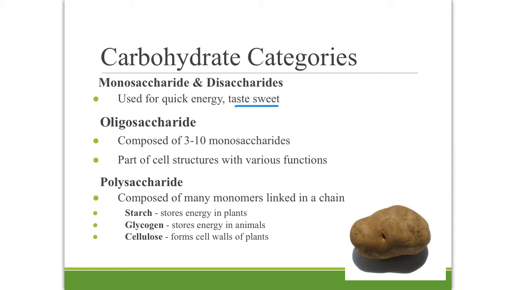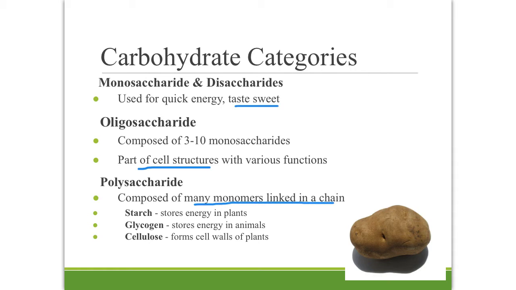Carbohydrates that are slightly larger, 3 to 10 monosaccharides put together, get known as an oligosaccharide, and these are part of various cell structures with various functions in living organisms. So they're not necessarily broken down for energy, but they are part of structure. Even in humans, they are very important in many cell processes.